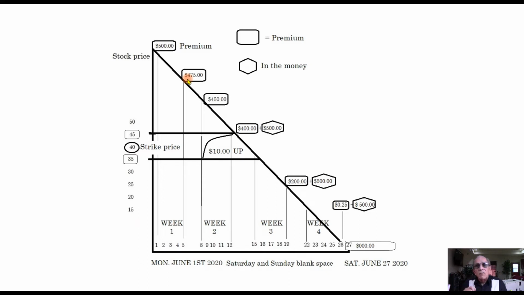But options don't behave like that. It's not proportional in one way. It's not exactly the same amount day by day going down. That's not the way it works. It's proportional based on time, and as it gets closer to expire, the faster it drops the value. It accelerates like crazy. This information is in the advanced courses.